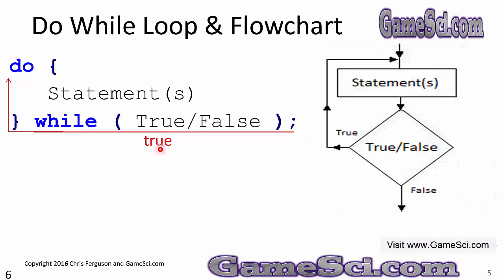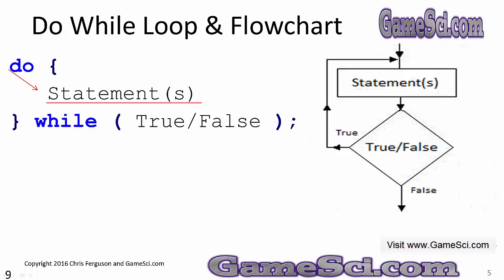True-false condition, let's assume it's true once again. If it's true again, we follow this path and go back up to the do. Every time it's true, we go back up and re-execute the loop. From the do, we drop in and execute the block of statements, and then fall down to the while statement again. The while statement evaluates to true, so we're looping one more time.